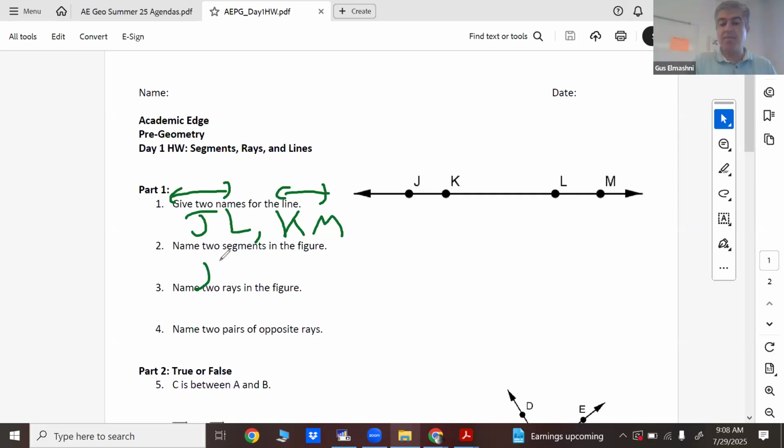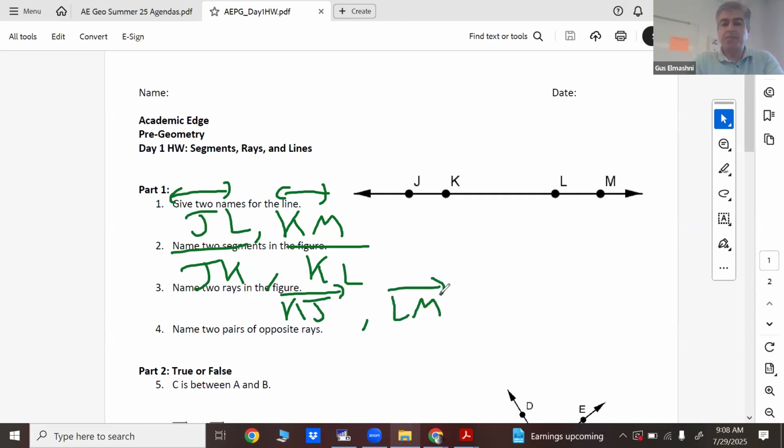You can say JK and KL, right? So there you go. Two rays, you can say KJ, but you have to put that little symbol there, right? Like this, like an arrow. Or you can say, I don't know, LM. So yeah, that's all. Opposite rays, you have to be careful with that one.